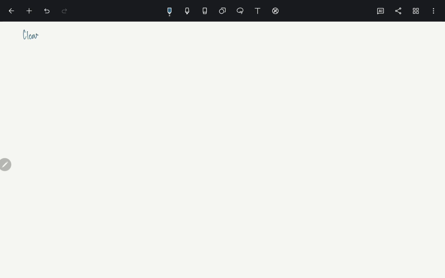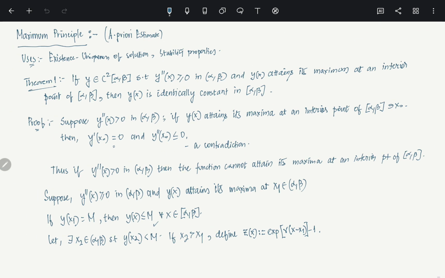Clearly, z of x is negative for x in alpha to x1. Clear? It has to be negative. See, x2 is greater than x1, and at the point x2, y of x2 is less than m. If you look at z of x between alpha and x1, x minus x1 is negative, so it is exponential of gamma times a negative term, minus 1. So it is less than 1, minus 1, so this has to be negative.